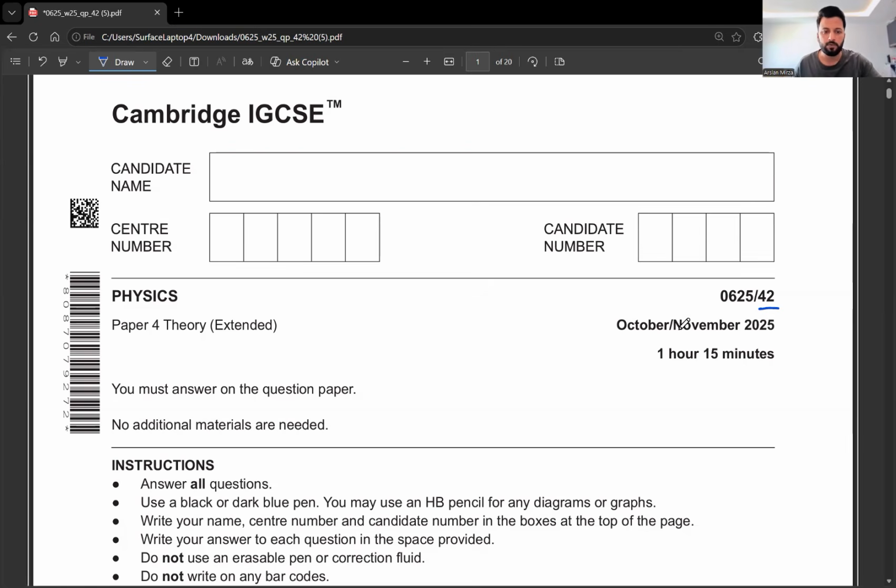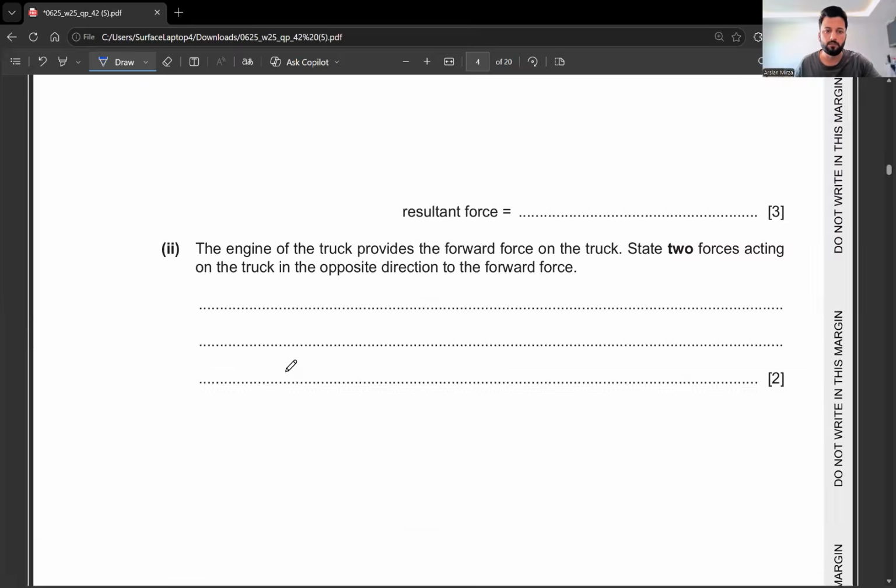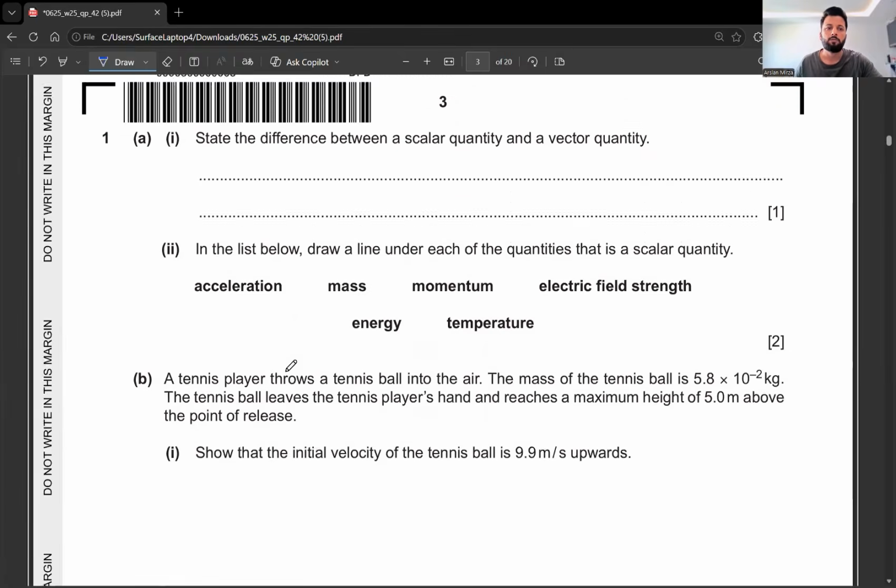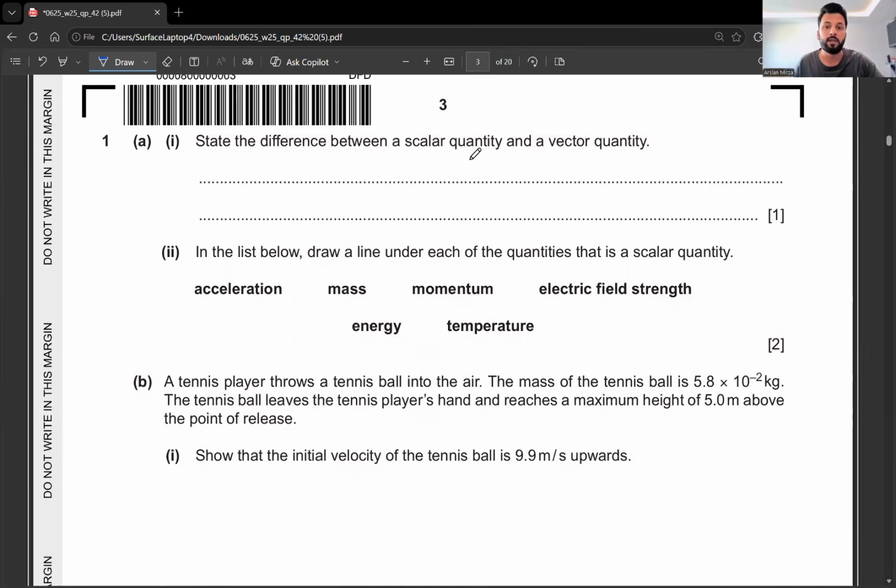So let's start this paper. Question number one. Question number one is state the difference between scalar and vector quantities.